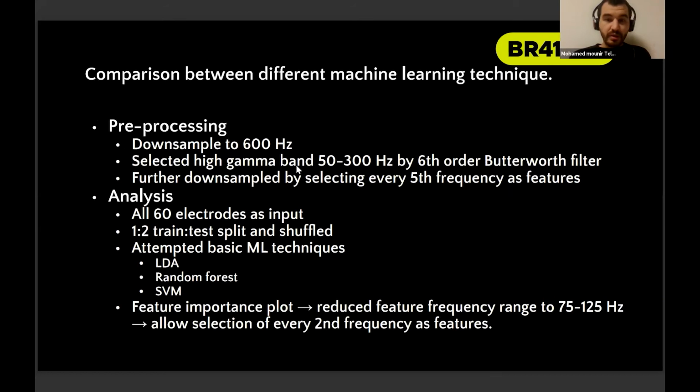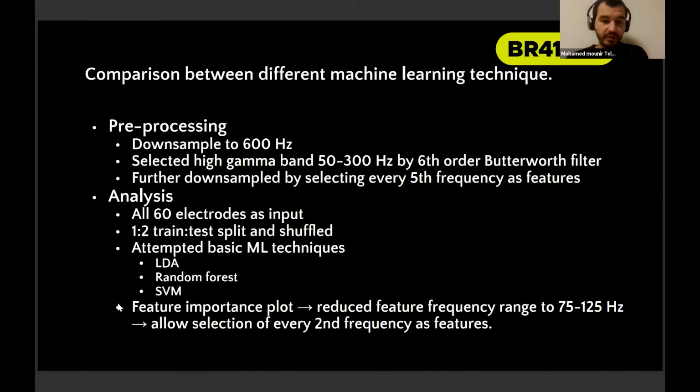classification. For the third part, we tried to stick to the processing that was in the original paper. We downsampled to 600 hertz. We only chose the gamma band from 50 to 300 hertz. And we compared LDA, random forest, and SVM. We found that random forest performed better than the rest.